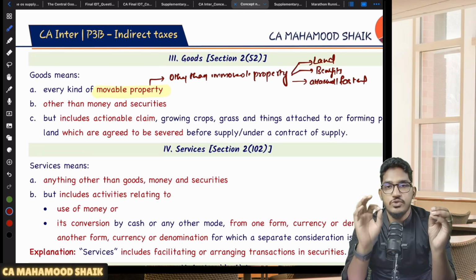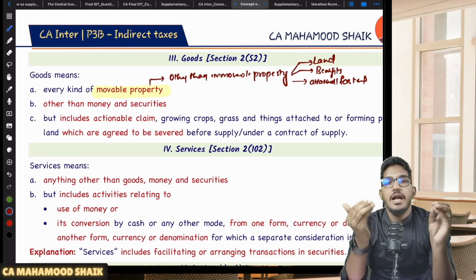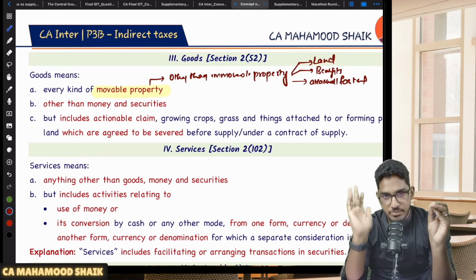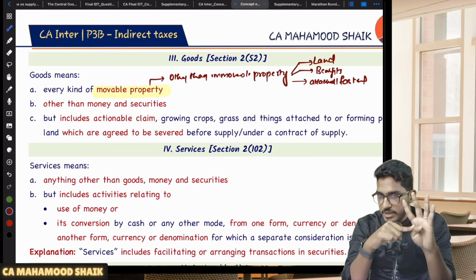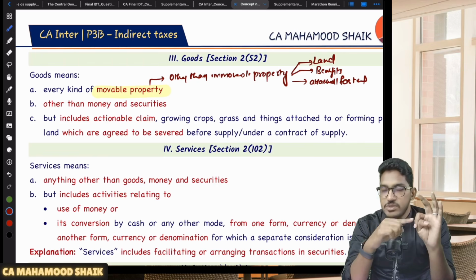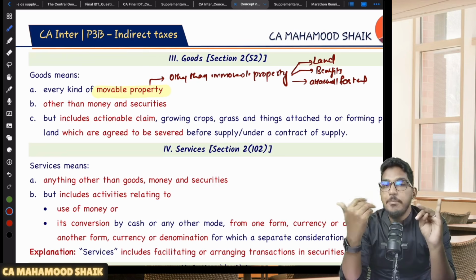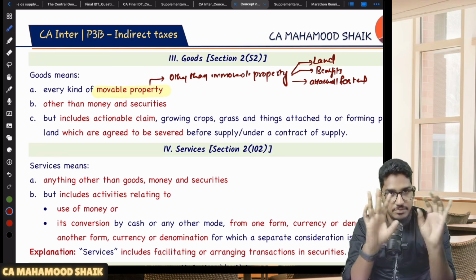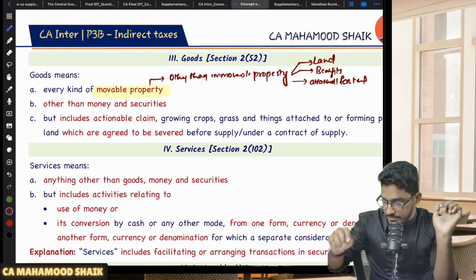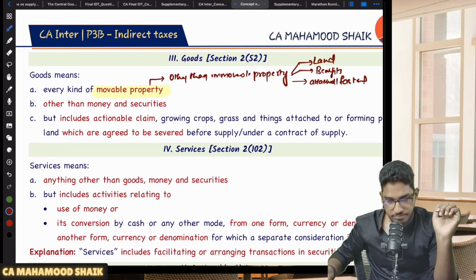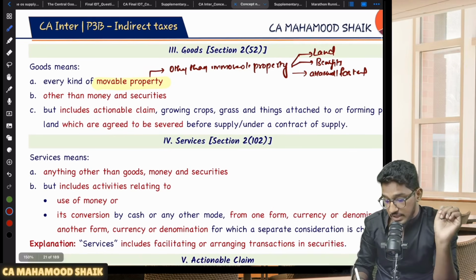Why? Because goods means only every kind of movable property, and movable property means something other than immobile property. So land will not become goods, buildings will not become goods, things which are permanently attached or forming part of the earth will not become goods, and benefits arising out of land also will not become goods. This point everybody clear? Right. So goods means every kind of movable property. However, they did not stop here.